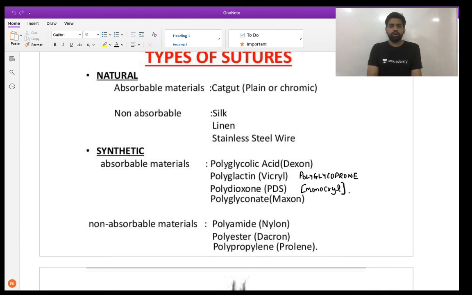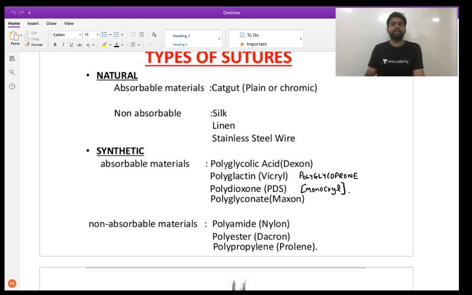Now, a very, very important MCQ: what is the preservative we use to preserve the catgut suture? The preservative is isopropyl alcohol. Please understand this. This is about the plain and the chromic both. Now what is chromic catgut? The plain catgut absorbs very rapidly. Its tensile strength reduces within 7 to 8 days, and it gets absorbed within 10 to 14 days.